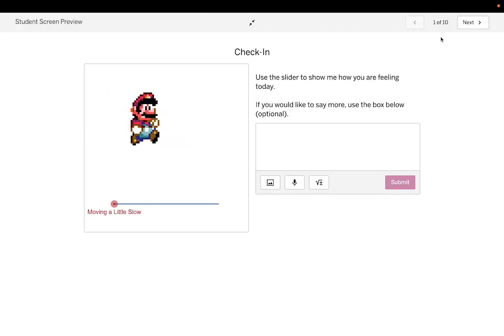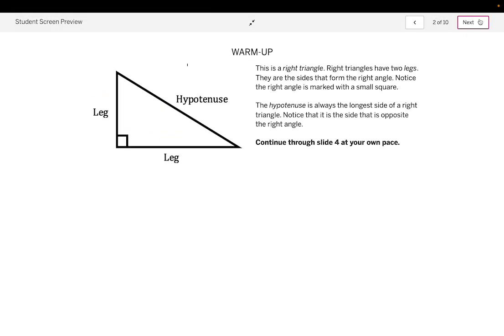Okay, I'm going to skip slide number 1. So this is the Desmos for lesson 26. I'm going to skip slide number 1 because that's the check-in, and then the first few slides are a warm-up.